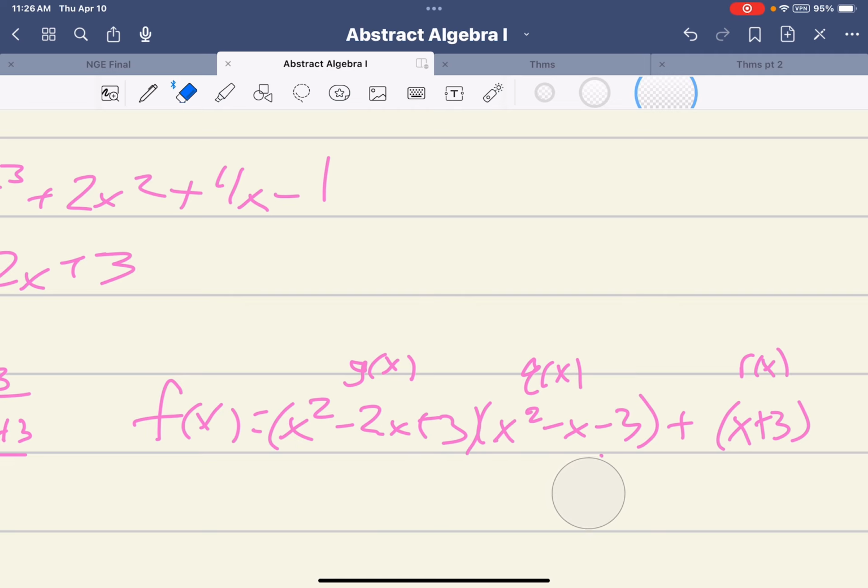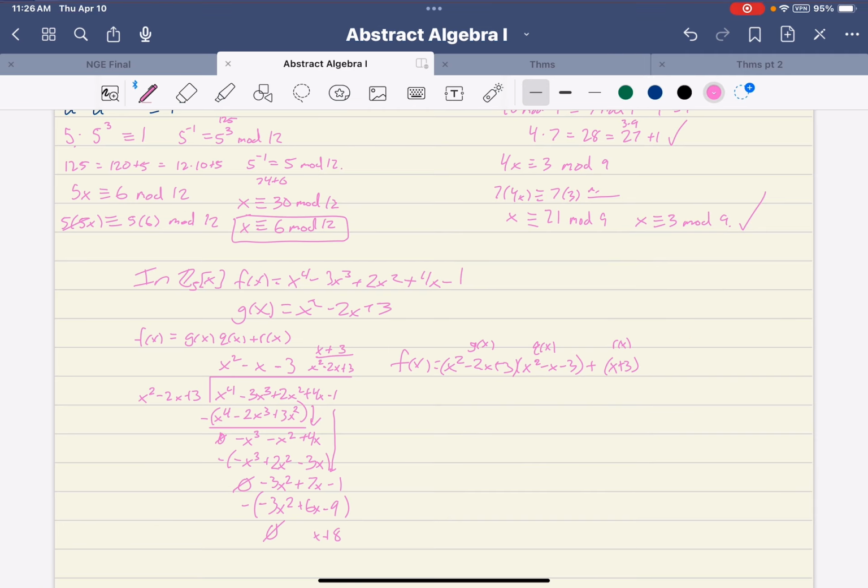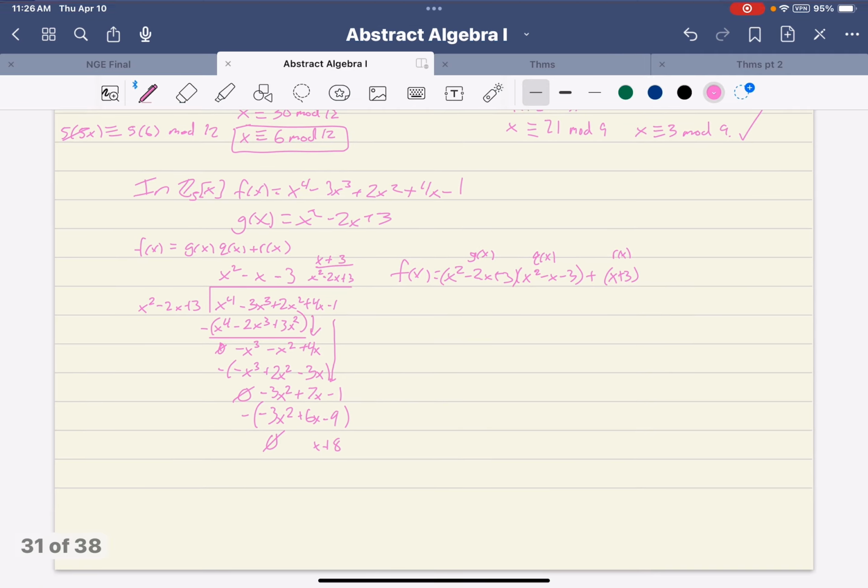So I hope that kind of makes sense. I can do another problem. I just can't do it currently because I have to go to class.